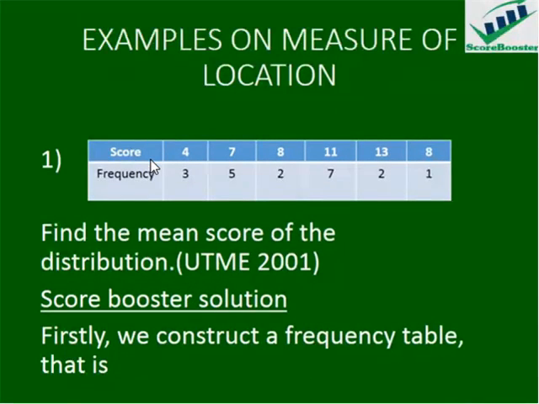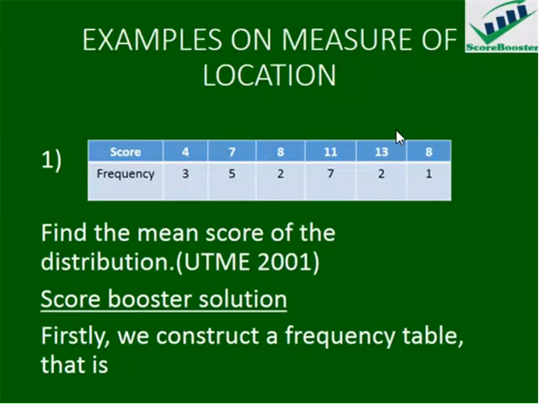In the first example, we are given a table of score and frequency, which is the number of times a particular item occurs. So the number of times the score 4 occurs is 3, the number of times score 7 occurs is 5, and so on. The question says we should find the mean score of the distribution. So here we find the mean score.